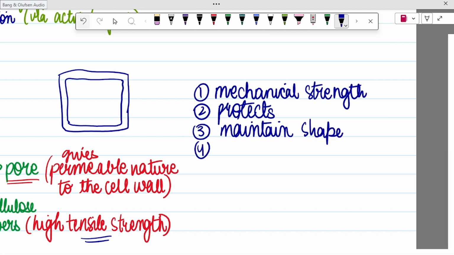The very last function is your plant cell wall may serve as a reservoir of food. These are the four functions of your plant cell wall which you should know.